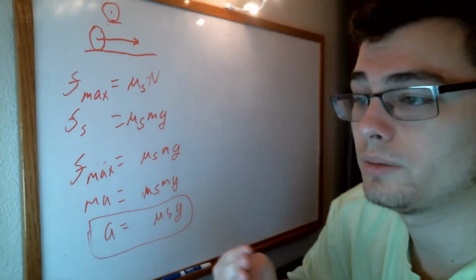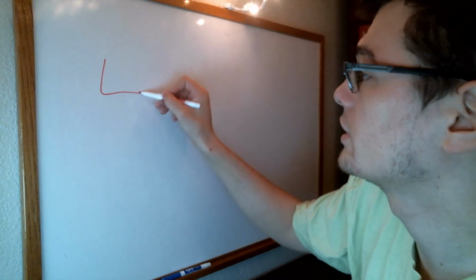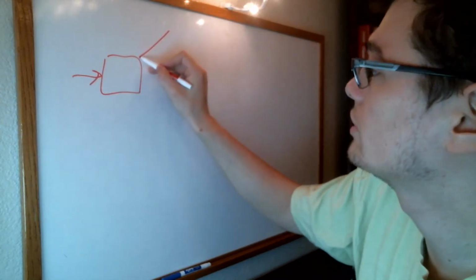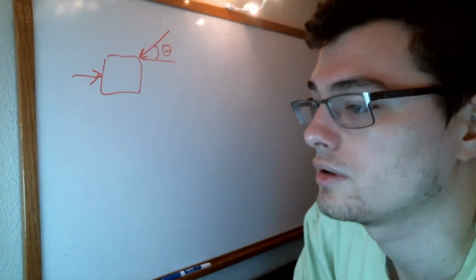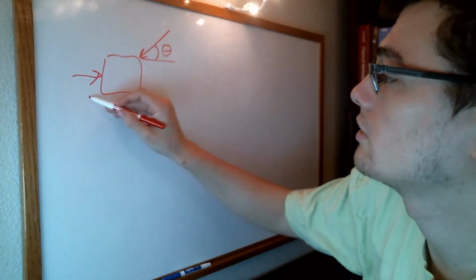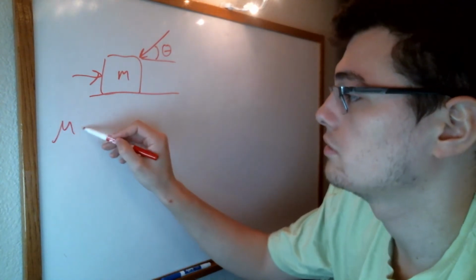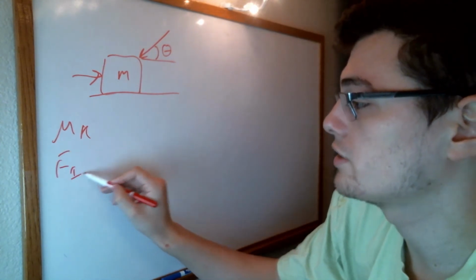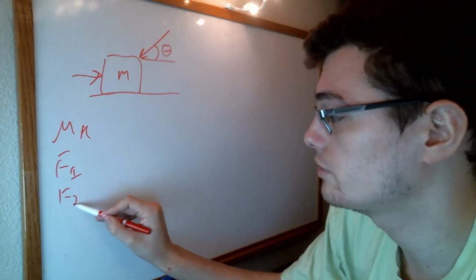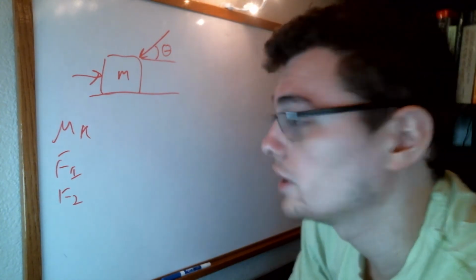Okay, so next up we have a block here, and there are two forces being exerted on it, one from this side and one coming down from this side at some angle theta. The surface is not frictionless, so we know we have a mu k here. And so we have F1 has a value, and we are given the value of F2, and we are given the mass of the block.